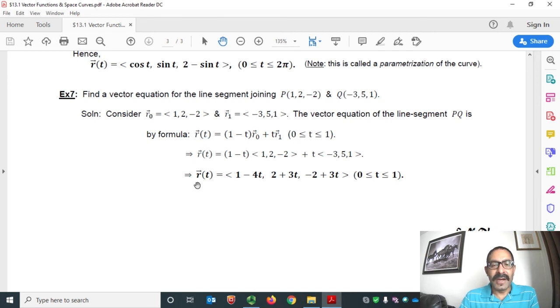Then next step, r(t) equals (1 minus t) times the r0 vector, plus t times the r1 vector. Then multiply the first vector by 1 minus t, meaning multiply each component by 1 minus t, multiply each component in the second vector by t, and then we add the corresponding components. Then it turns out that vector r(t) equals <1 minus 4t, 2 plus 3t, minus 2 plus 3t>, and by the way, t ranges from 0 to 1. I hope this makes sense to you all. So we finish this section. Thank you.